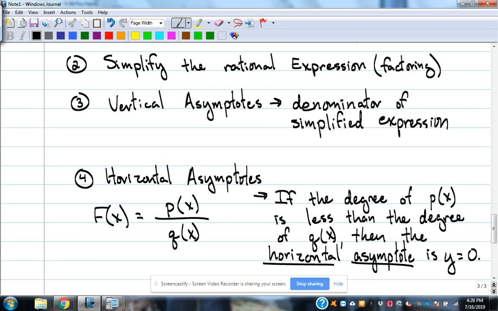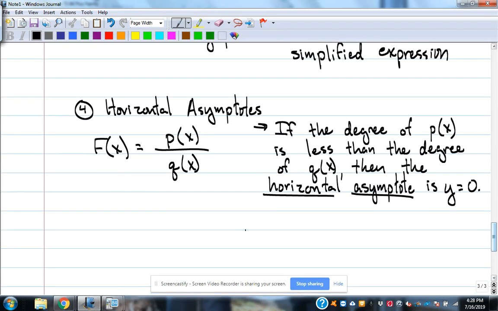If the degree of the top is less than the degree of the bottom, top is smaller than the bottom, it's automatically y equals 0. You don't have to calculate anything. You just look at that and see that that's happening. And it's automatically y equals 0. That's how that rule works. Okay. We're going to see some examples of that in just a little bit. I'm not going to leave you hanging and just say, follow the rules. That doesn't teach you anything.